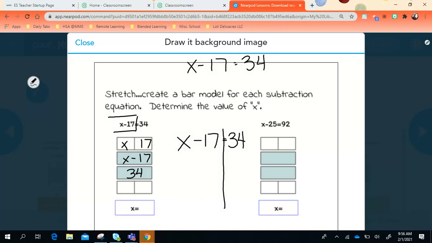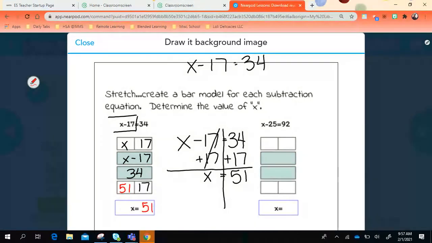So in my calculator, I know 17, I'm bringing 17 down. So I do 34 plus 17. And remember, whatever you do on one side, you do to the other. So x equals, what is 34 plus 17? I know you have it. What is it? 51. So my answer should be 51.